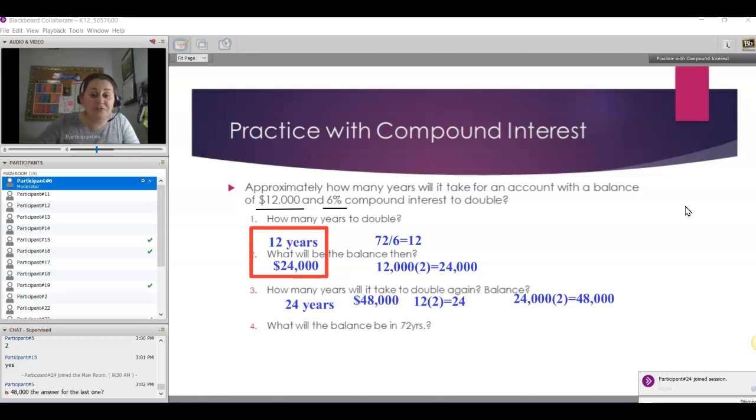$48,000 is the answer for the last one, because on number 3, there's 2 questions. How many years will it take to double again? And this one, it says balance, question mark, meaning what is the balance then?